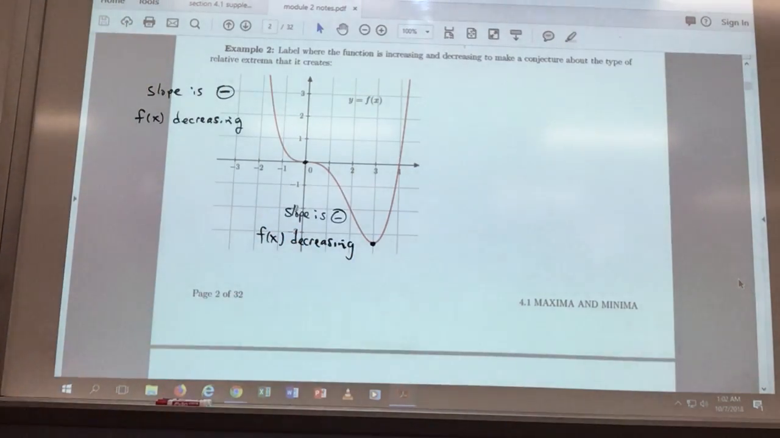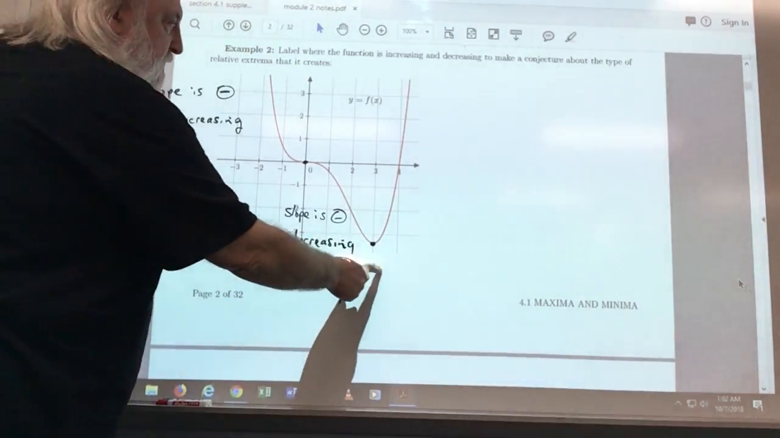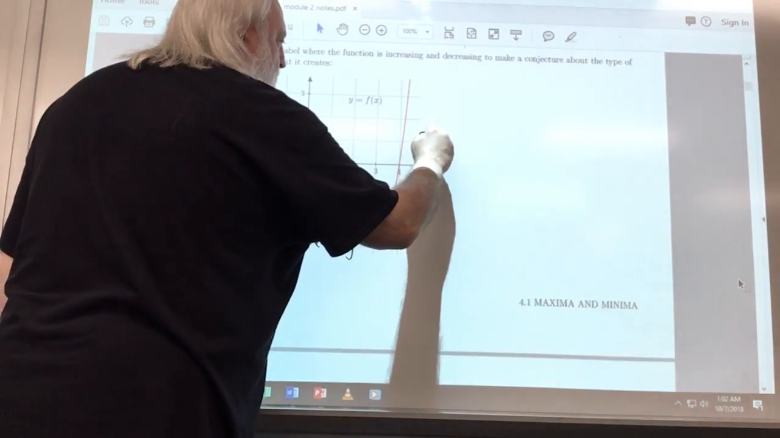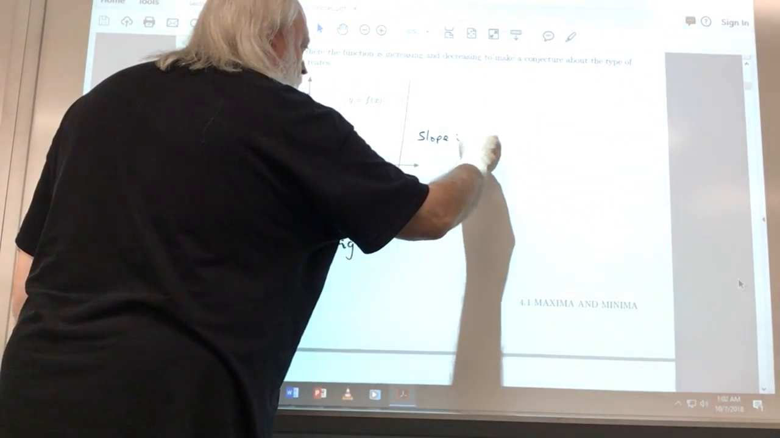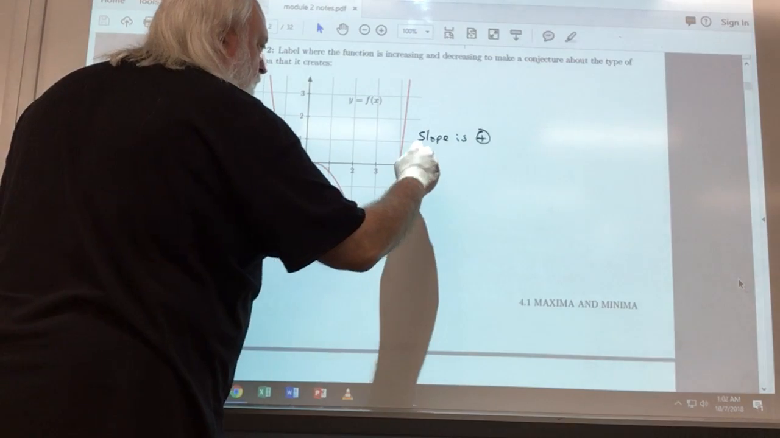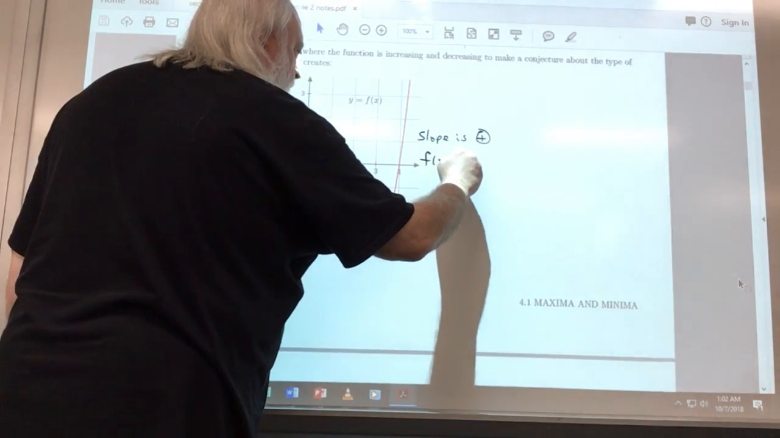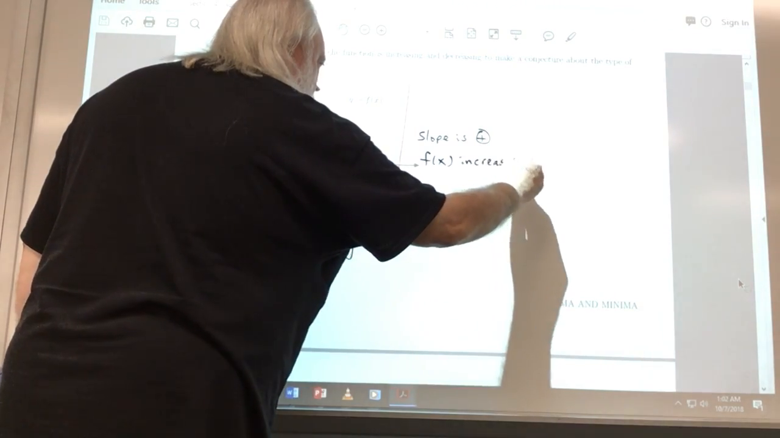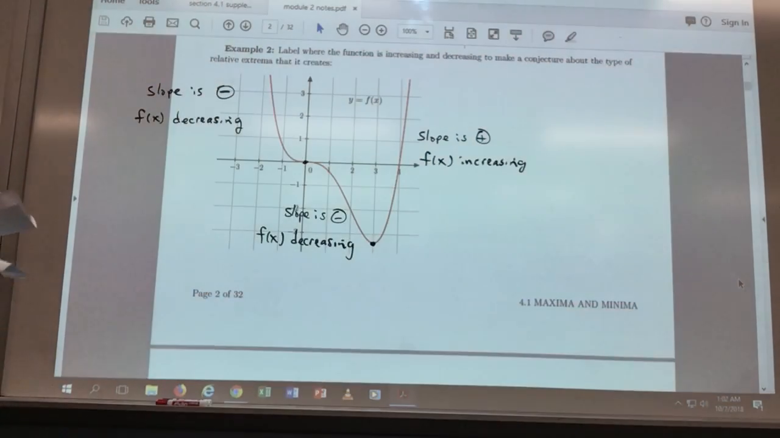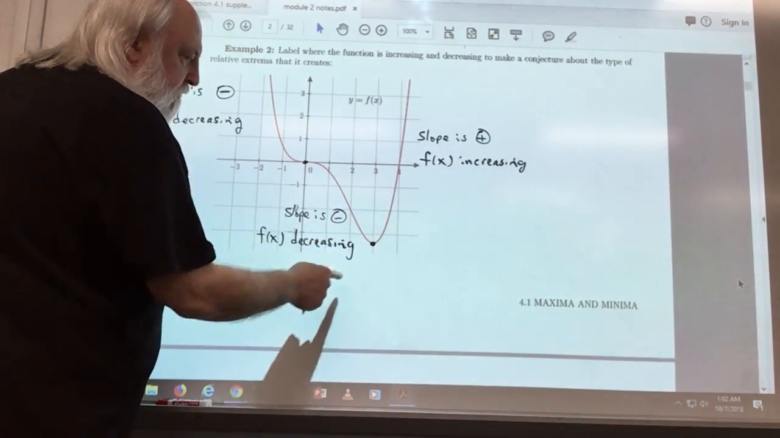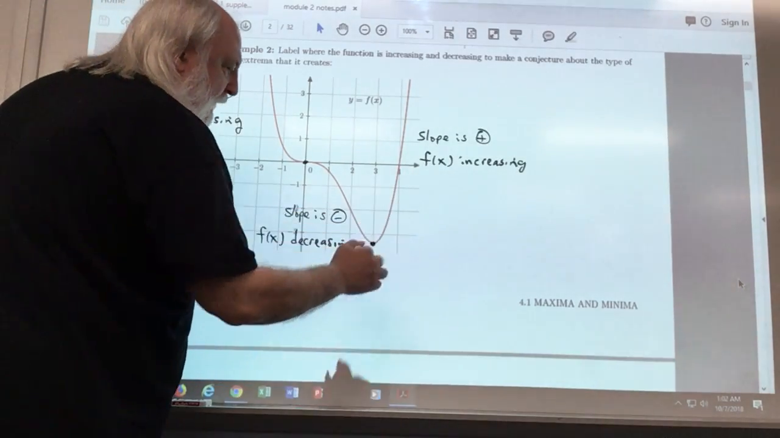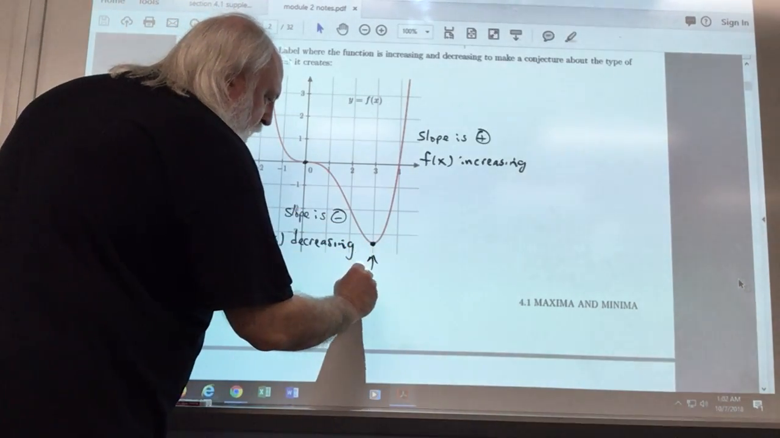Okay. And then to the right of this point, we're going uphill, slope is positive, and values of the function are increasing, so we say f of x is increasing. Okay. So here we're at the bottom of a hill, right? Slope went from negative to positive, so that's a relative minimum.